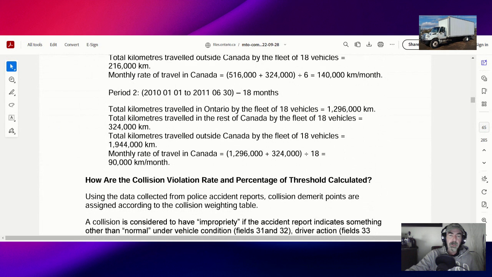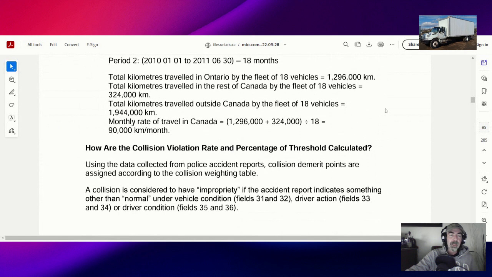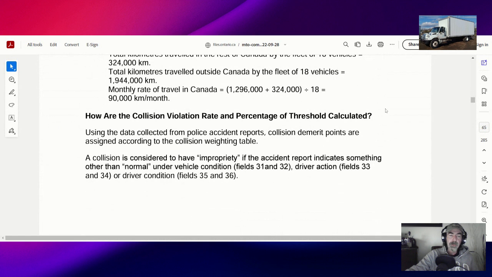Period 2, 2010/01/01 to 2011/06/30, 18 months. Total kilometers traveled in Ontario by the fleet of 18 vehicles, 1,296,000 kilometers. Total kilometers traveled in the rest of Canada by the fleet of 18 vehicles, 324,000 kilometers. Total kilometers traveled outside of Canada for the fleet of 18 vehicles equals 1,944,000 kilometers. Monthly rate of travel in Canada, 1,296,000 plus 324,000 divided by 18 equals 90,000 kilometers per month.